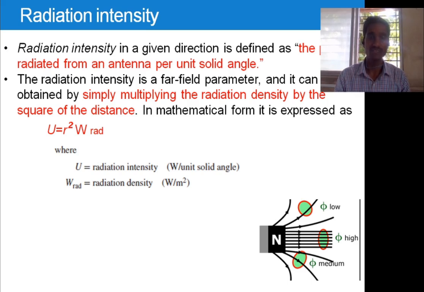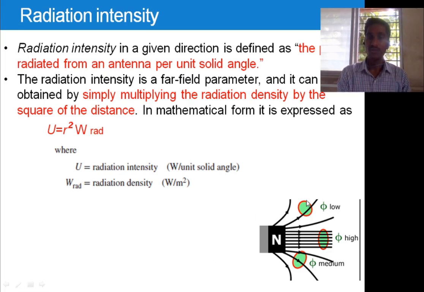To understand this radiation concept, I have taken one example that is shown here: a magnet, and it radiates magnetic flux. There are three regions I have drawn. The first is low, the second is high, and the third one is medium. These are the magnetic lines generated from the north pole, and they again meet at the south pole, something like this.